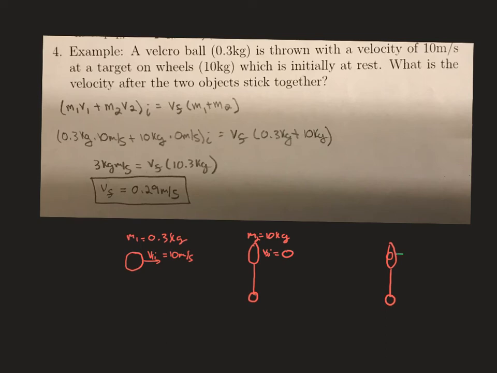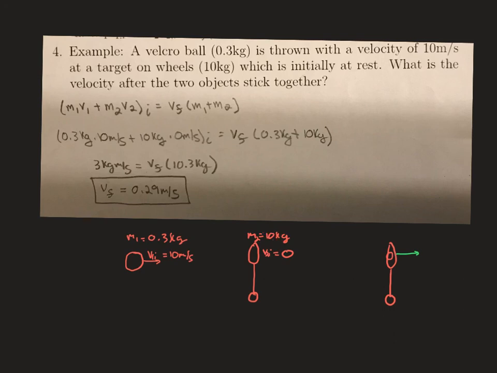So after the collision, the object is going to have a small velocity in the positive x direction. And we expect it to be relatively small because while this ball has a decent initial velocity, its mass is much, much lower than the mass of the target.